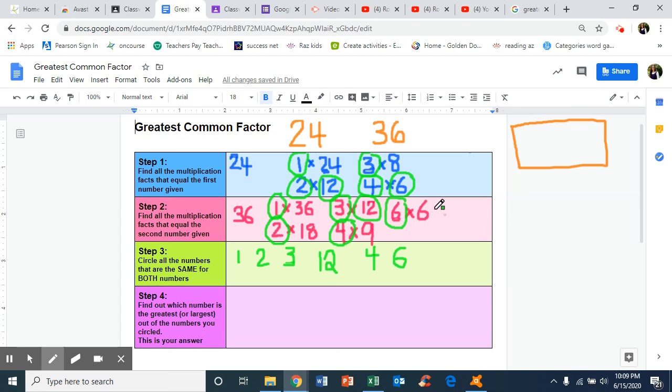So now what I want to do is look for the number that is the greatest, or the largest, out of the numbers that I just circled and rewrote here. The number that is the largest is a 12. So the greatest common factor, GCF, would be 12.